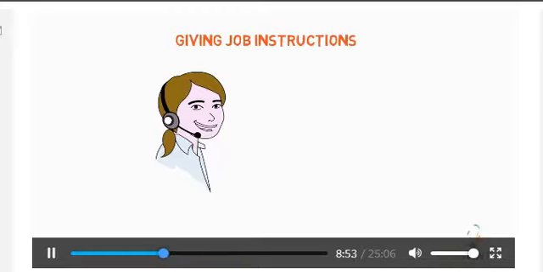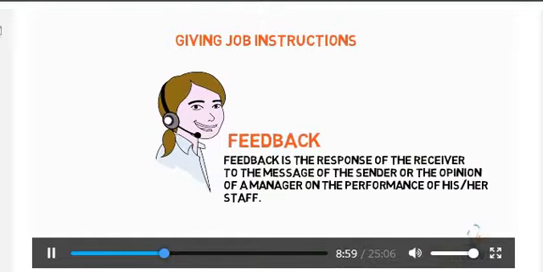Feedback. Feedback is one of the most important functions of a manager. It is the response of the receiver to the message of the sender or the opinion of a manager on the performance of his or her staff. Feedback can be positive or negative.